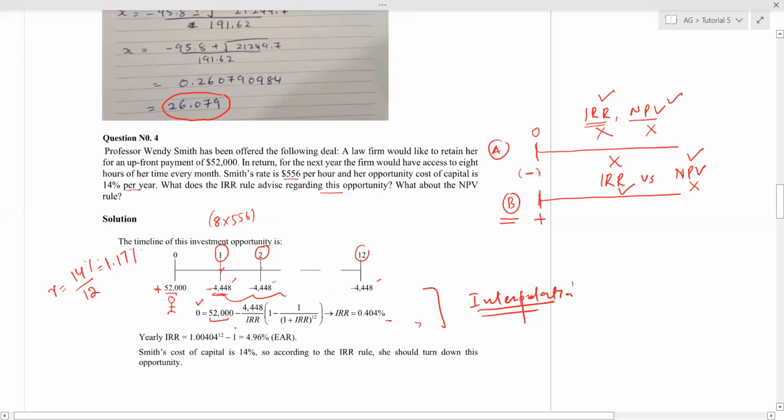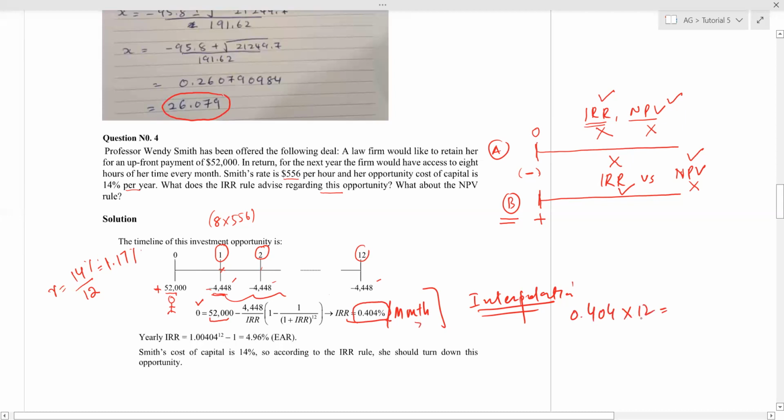If you use the financial calculator, the answer would be 0.404% per month. So the IRR is equal to 0.404% per month, but we need to convert it into a yearly rate. The next thing that will come to your mind would be, sir, we can multiply it by 12 and then we get the yearly answer. So 0.0404 multiplied by 12.